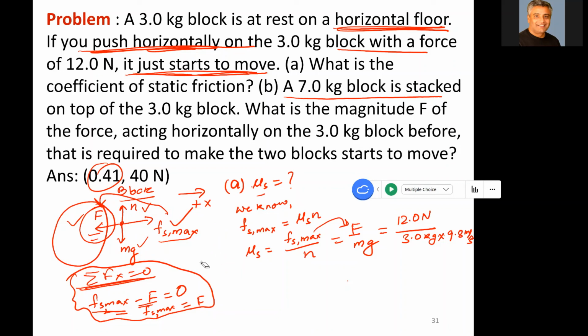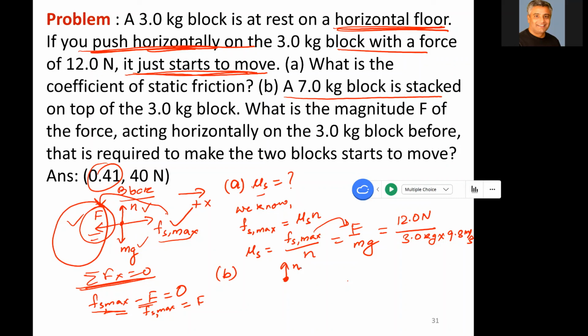Now that applied force of 12 Newton is not going to be enough because there is more mass. More mass means more weight. More weight means more normal force. More normal force means larger friction force. So how is this going to change? Now I have a new free body diagram, but it's going to look exactly the same.